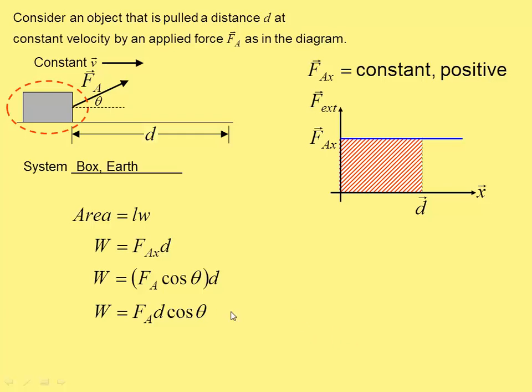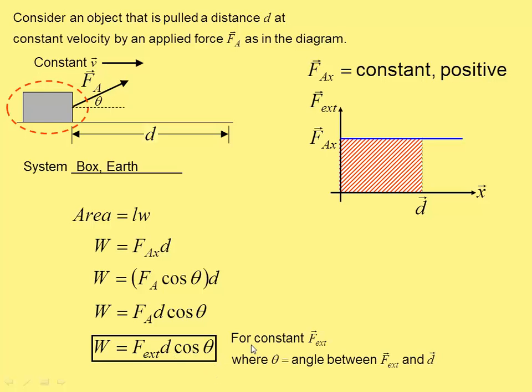And if I want to make it a little generic here, because the applied force, the external force, doesn't have to be applied. It could be whatever force is external. I'm going to rewrite this here as the external force times the distance times the cosine of theta. Let's be careful about what we mean. This has to be for constant external forces because this area is a rectangle. For those of you in calculus, of course, if our external force was some function of x, some curve, this is an integral, and we could still integrate it as long as we had the function. We're going to stick to constant forces in here, however.